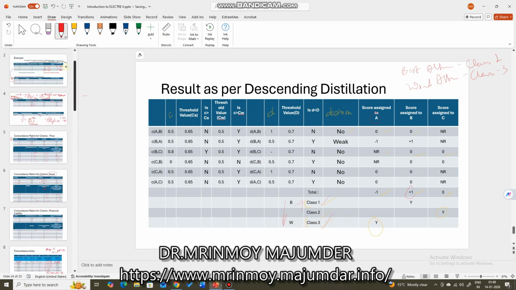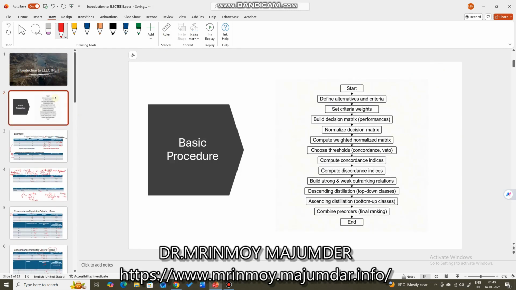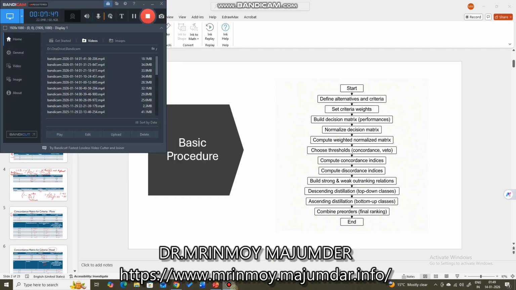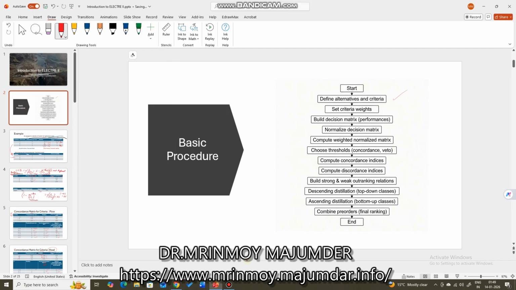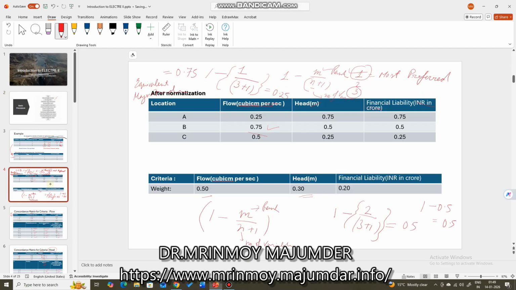And let us still recapitulate the entire procedure again. Start, define alternatives and criteria. We defined it. Set criteria weights. We have given the criteria weights. Here you see, this is the criteria weight. We just assigned it. And alternatives are ranked as per their values.